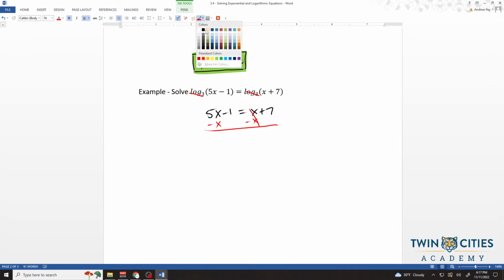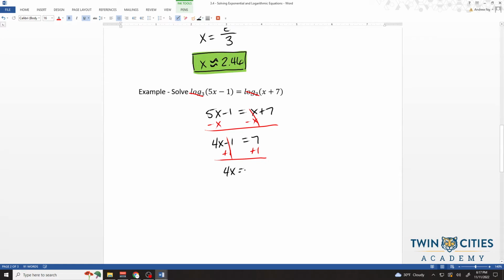That's going to make 4x minus 1 is equal to 7. You can add 1 to both sides. Four x is going to be equal to 8 here. And then finally, divide both sides by 4. So we'll get x equals 2.